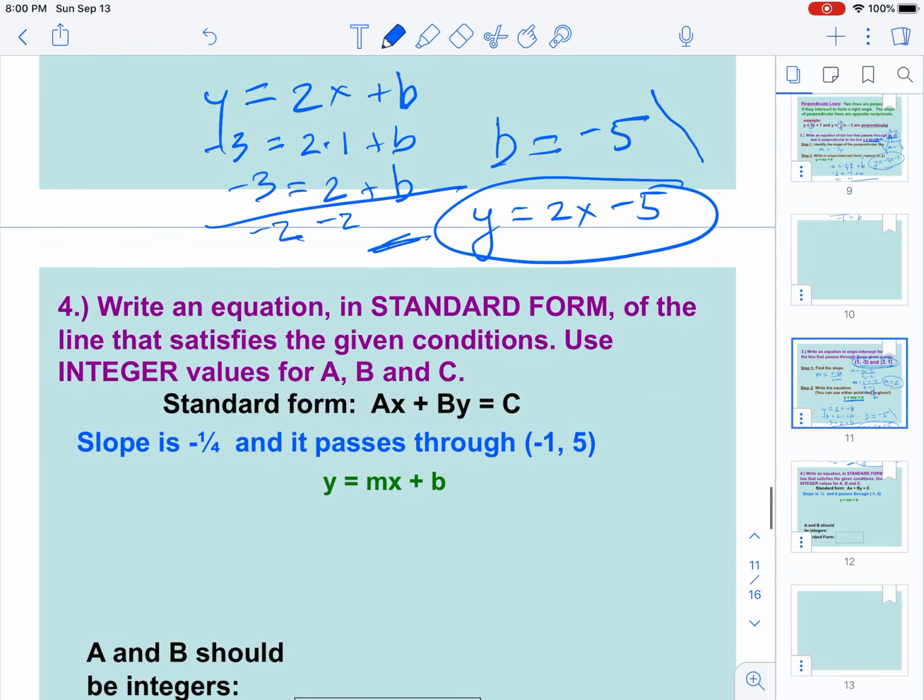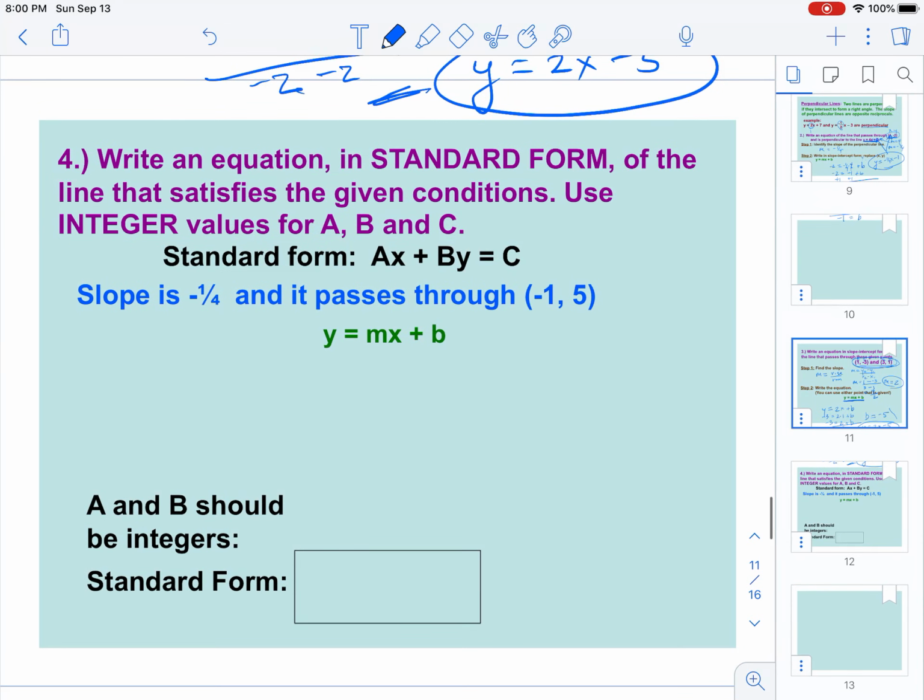Okay, a couple more problems. I thought we were getting close to the end, but here we go. Write an equation in standard form of the line that satisfies the given conditions, and remember standard form is this, where we have coefficients in front of the x and y, they're on the same side, and it's equal to the numbers that don't have variables or the constants are on the right side.